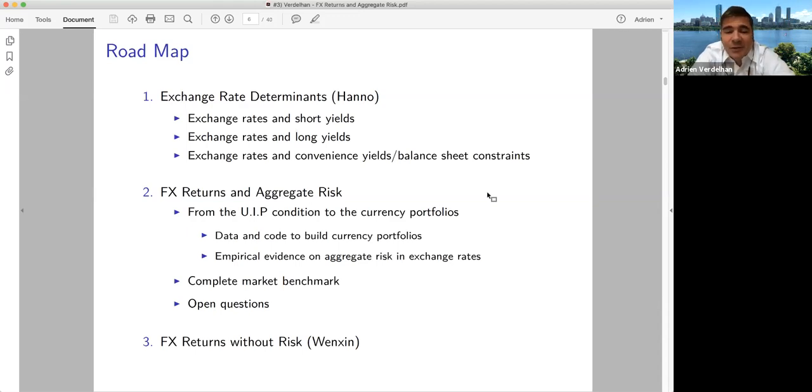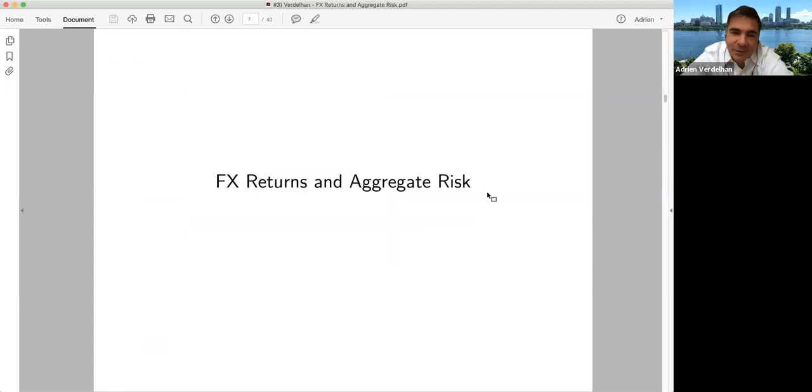And then Wangxin is going to come. She's going to show you FX returns without risk. That's of course much more exciting. But let's start with the basics, the FX returns with risk.